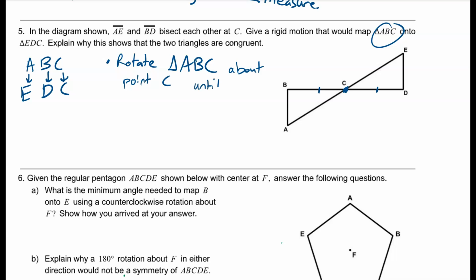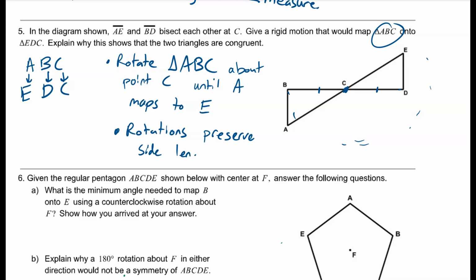until A maps to E. So it's going to come all the way around. A is going to map to E, and also B is going to map to D, exactly where I need them to be. So that's the transformation that gets me there. And again, why would that show that these two triangles are congruent? Because rotations are rigid motions, and we know that they preserve side length and angle measure.